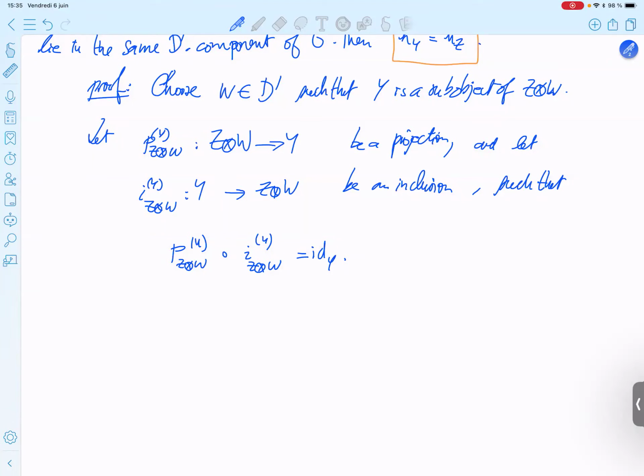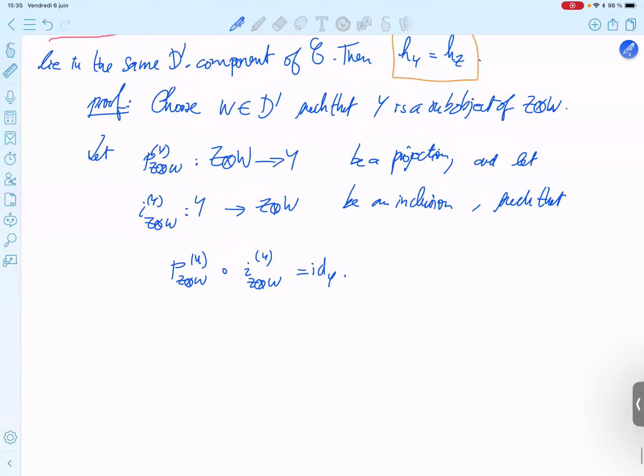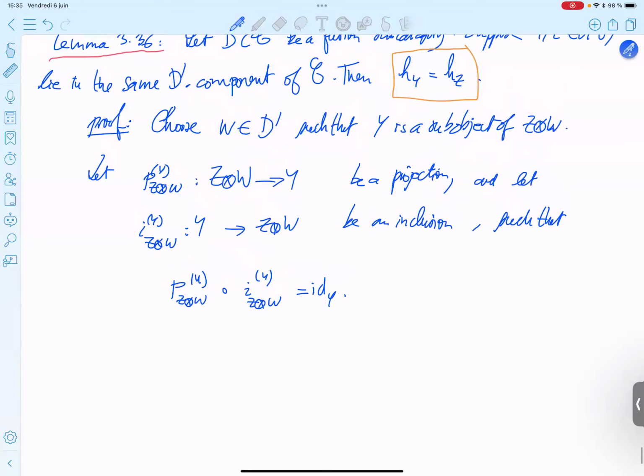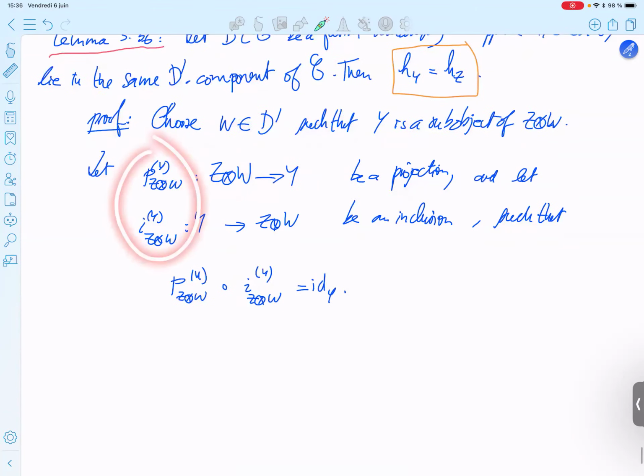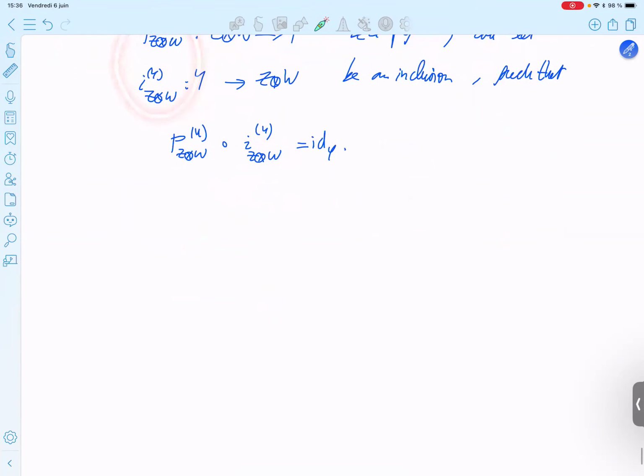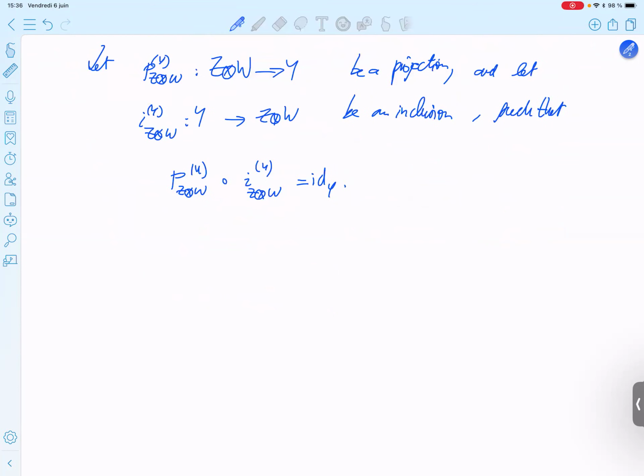Okay. This is exactly saying that Y, this assumption, in the non-semi-simple case, this assumption is just saying that Y is a split subobject of that. But by semi-simplicity, every subobject splits. So you always have this. Okay, so, okay.